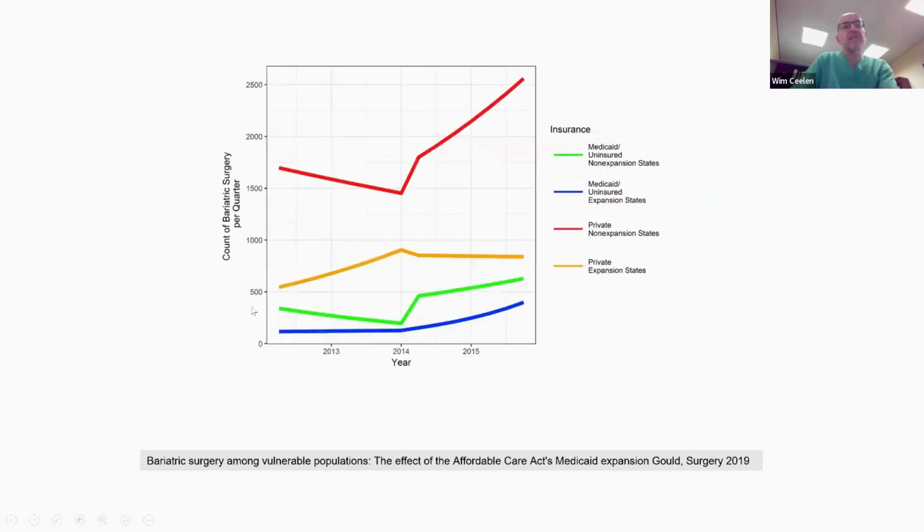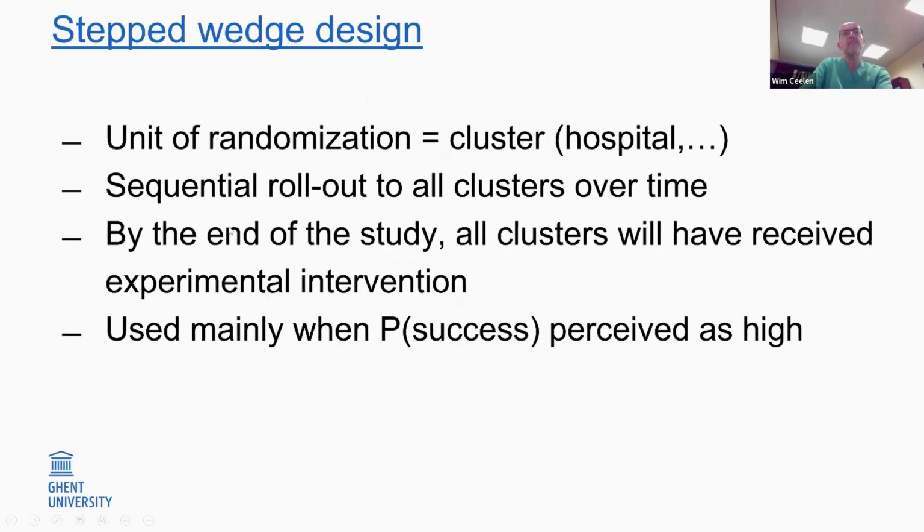This is another example concerning bariatric surgery in the US, where you can see that after 2014, there was really an increase in the number of bariatric surgeries after Obama's Affordable Care Act was implemented in the US.